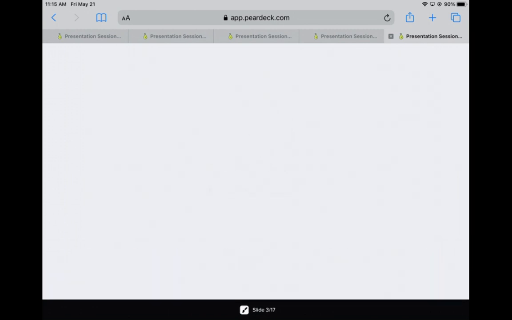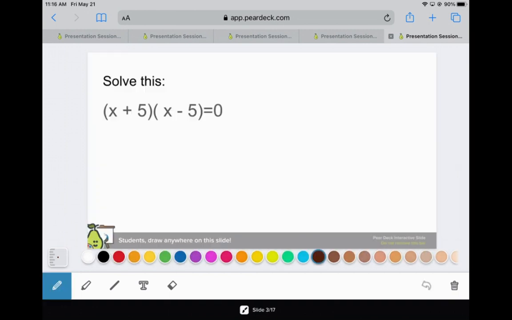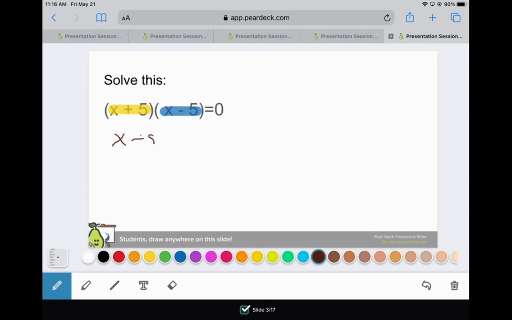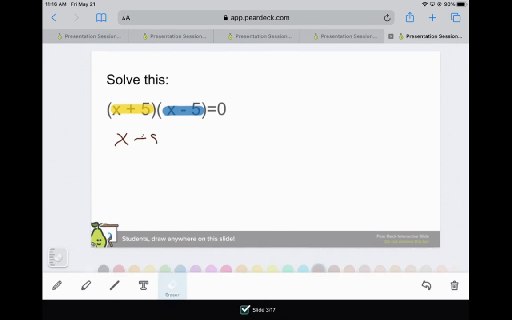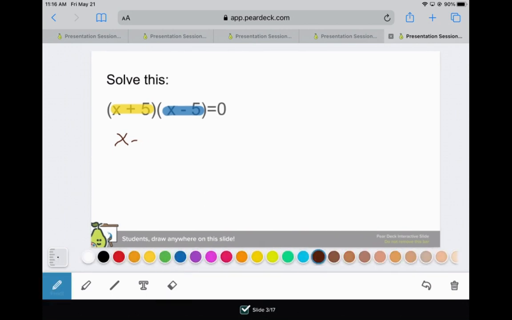All right, let's do another example. If I have to solve for this, again, I have two expressions. That's fine. I just set each of them equal to 0. So x plus 5 equals 0, x minus 5 equals 0.